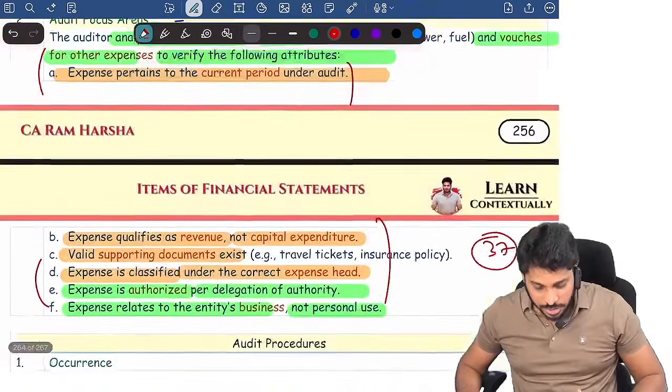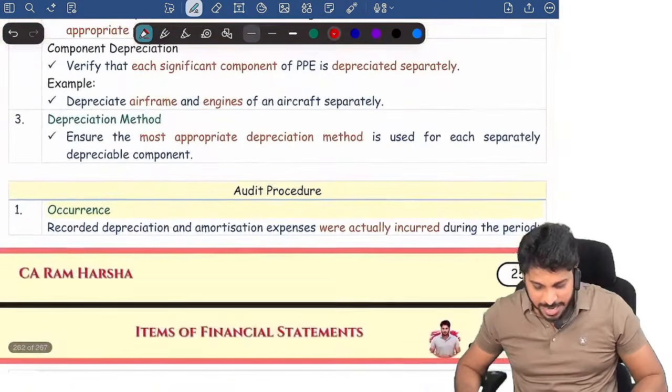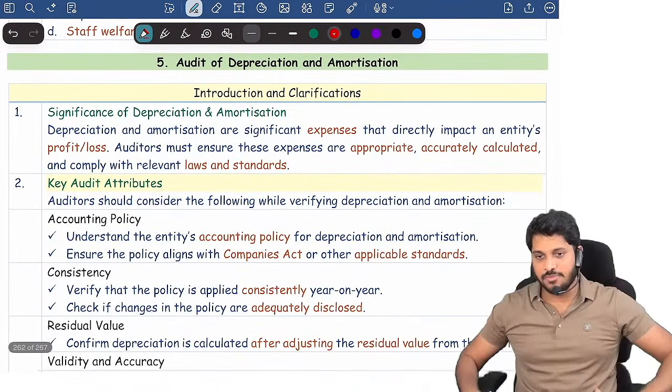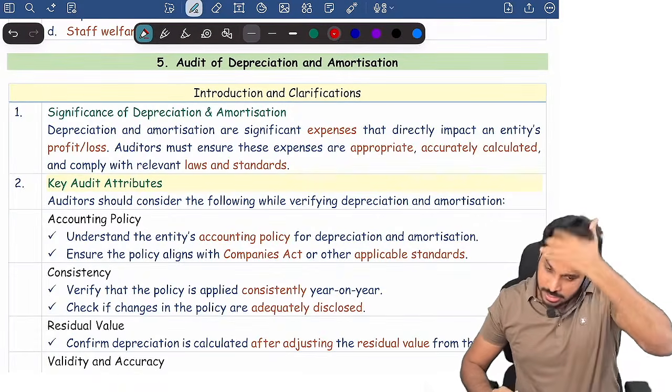Now the next item of the financial statement is depreciation.